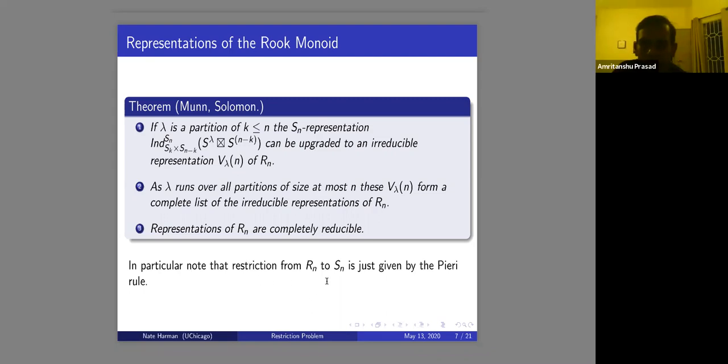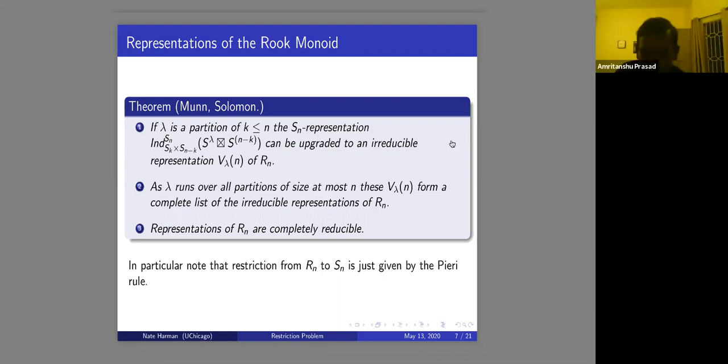So there's a question on the chat from Shraddha Srivastava, who wants to know what happens if lambda is the empty partition of 0. Yeah, the empty partition of 0. So what you end up with is the trivial representation of Sn. It's a one-dimensional trivial thing.